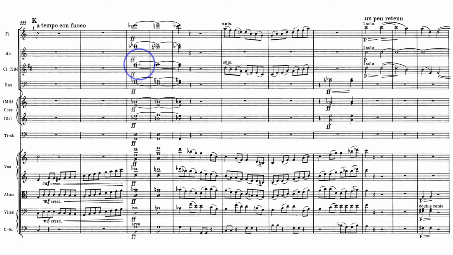G, B flat, D flat, which is doubled here, and then E on top with our flute, which is also doubled below by the first violins. And in fact, that octave is represented here. We got this E, and then this written F sharp sounding E. So those are the octaves that move upwards the same way as the first violins.